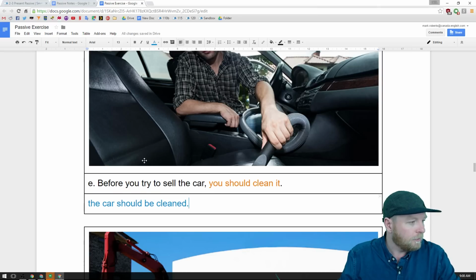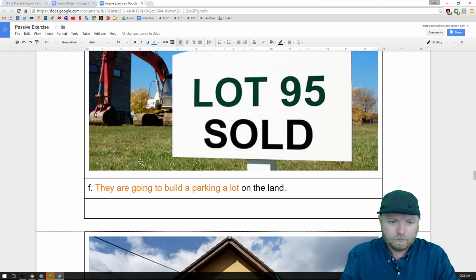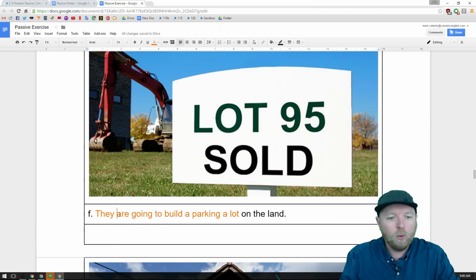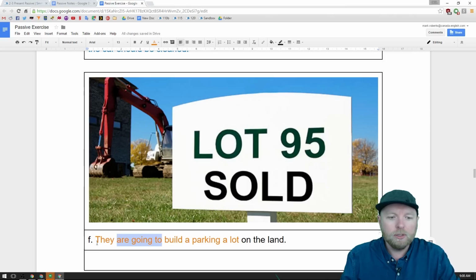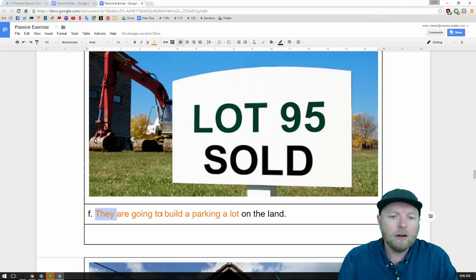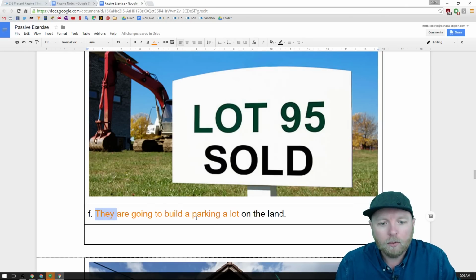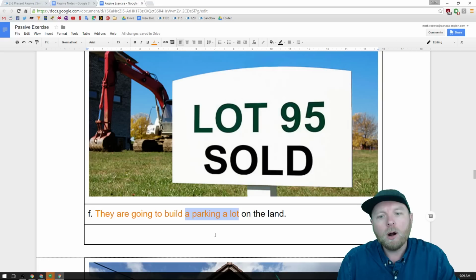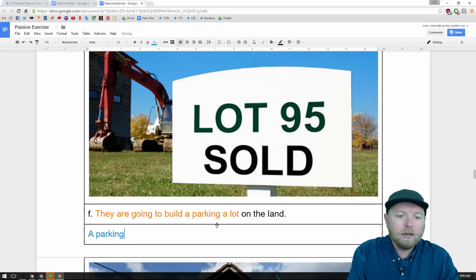Good job, right? Let's do one more. Be going to. Who is they? Well, I don't know, people. All right, I don't know, the people that own this land. They bought this land, so they, the people, I don't know. It's not important, right? They are going to build a parking lot. What's the verb? Build. What's the receiver? A parking lot, right? A parking lot.